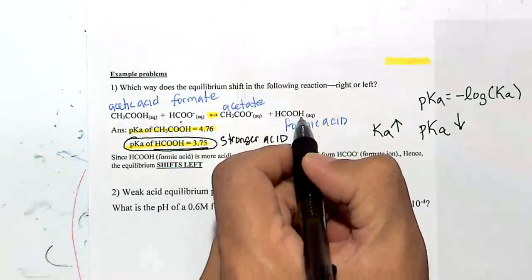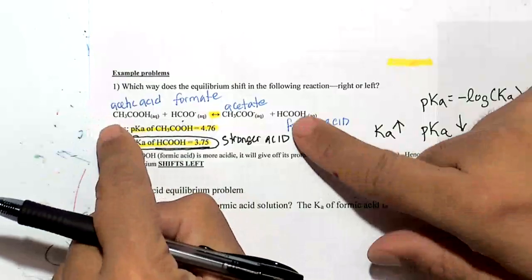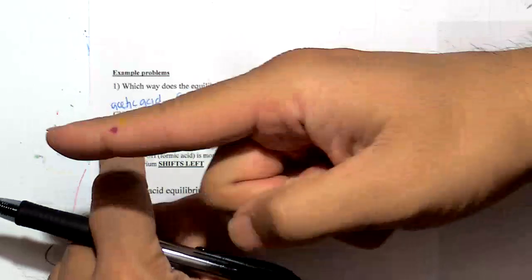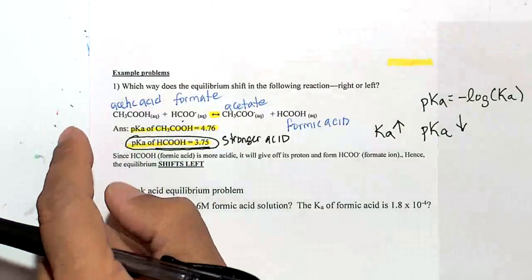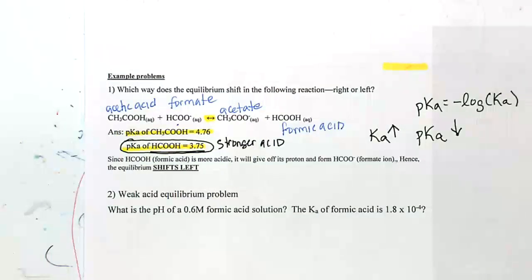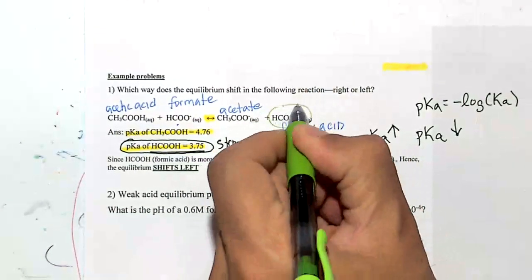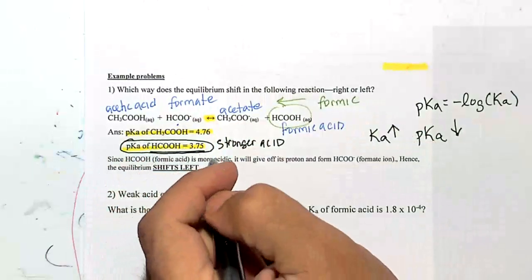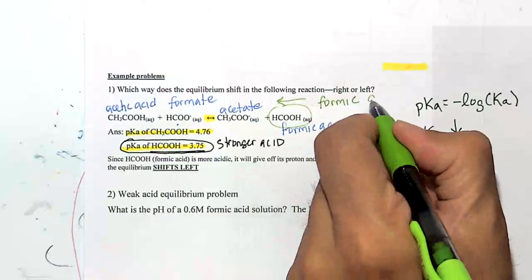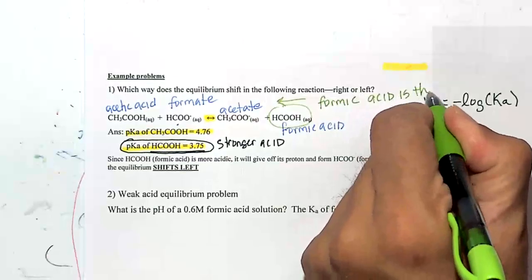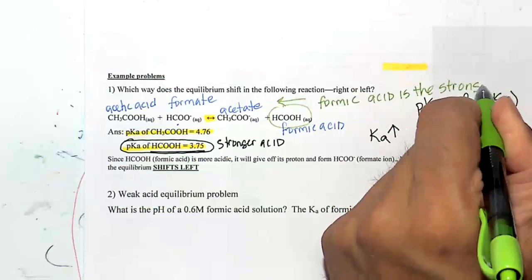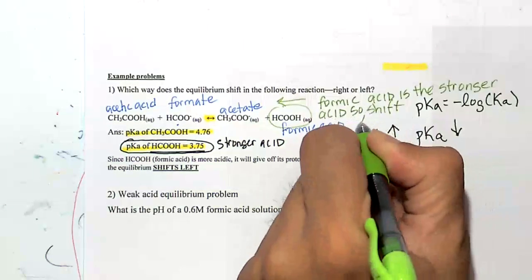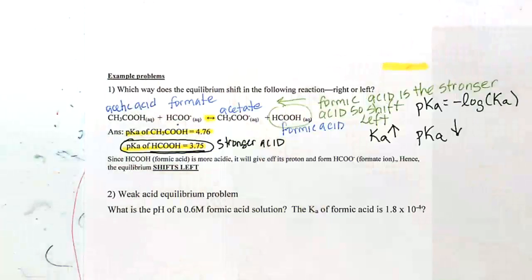Which is the better acid? Formic acid is a better acid. This will shift left. Okay. Very good. It's better at giving away protons than acetic acid because it has a lower pKa. So formic acid is the better acid, or is the stronger acid. So shift left. This equilibrium favors the left-hand side.